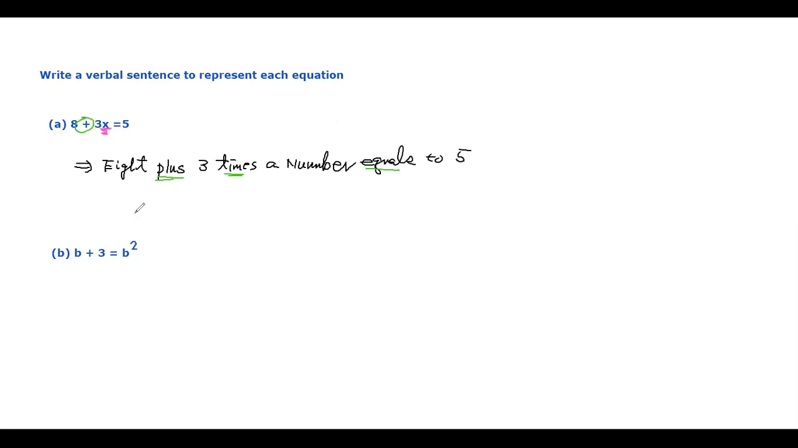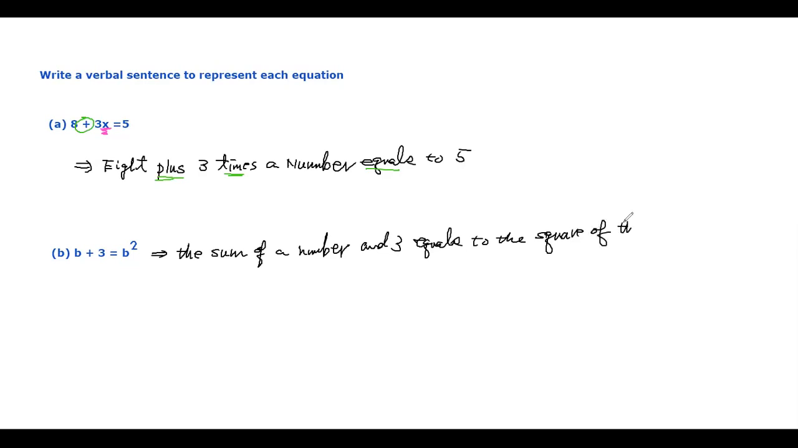Okay, so this one we will say b plus 3. We can say the sum. Remember, sum is add, right? The sum of a number and the 3. And this number, you can use x or you can use b, it doesn't matter, right? So then this one equals what? This one is equal to the square of the number you define.